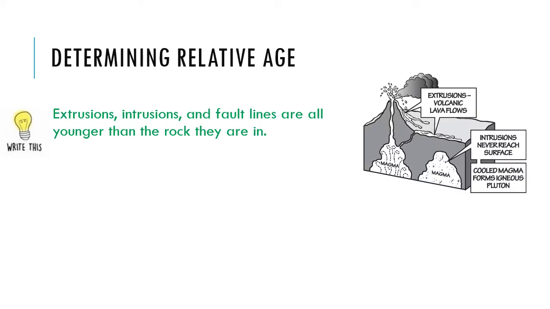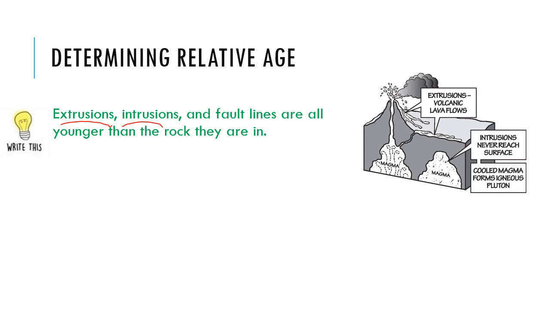So again, like we saw with folding and faulting, sometimes it's a little bit tricky to see exactly which rock layers are the older ones and which ones are the younger ones if they have all this movement in between or layers shifting, right? So the thing to know though is that things like extrusions, intrusions, and I'll take a moment to explain what those are.